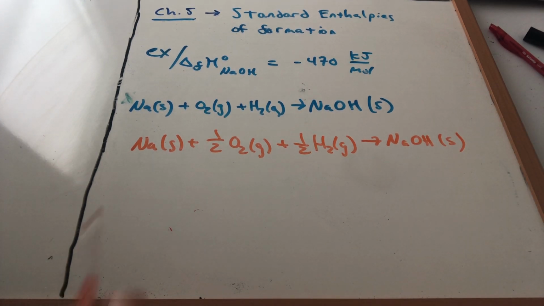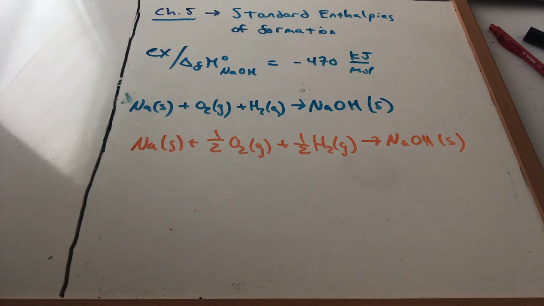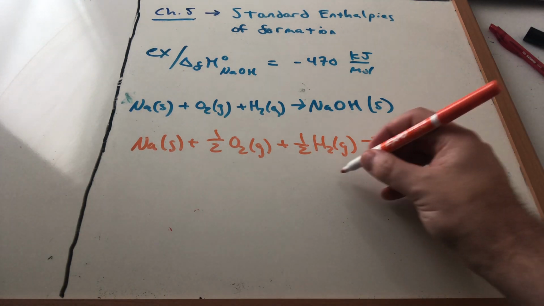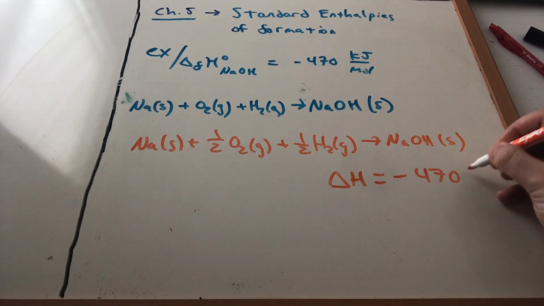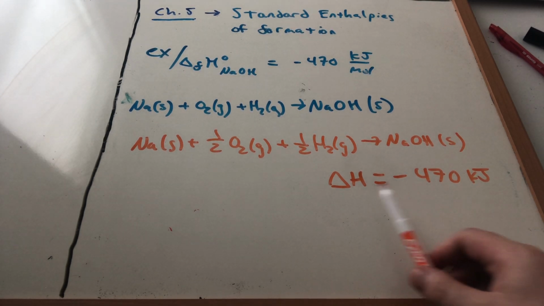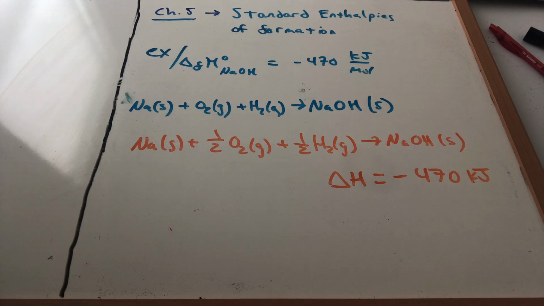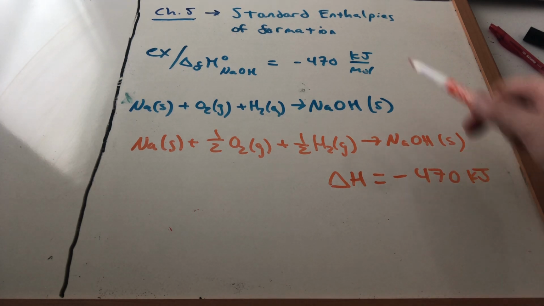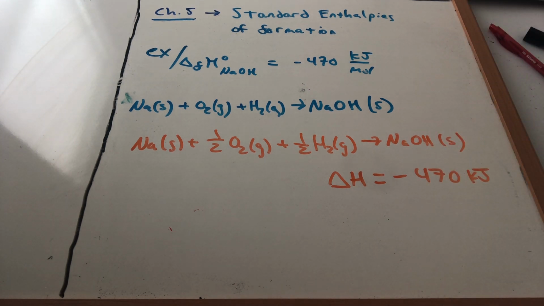Okay? Is this balanced? 1 Na, 1 Na, 1 O, 1 O, 1 H. Yep. It fits everything about a formation reaction. It fits all our requirements. So now I can write next to this a delta H of minus 470 kilojoules. And then that builds the correct mole to energy ratio that I see up here.